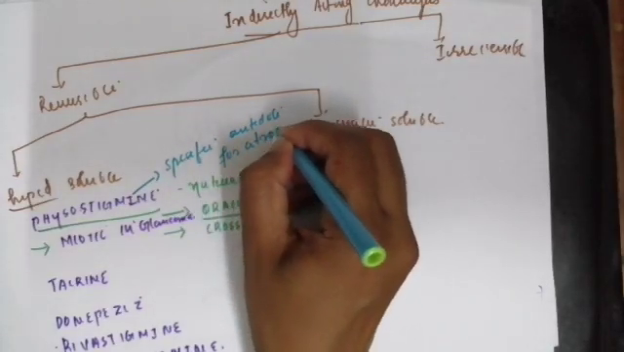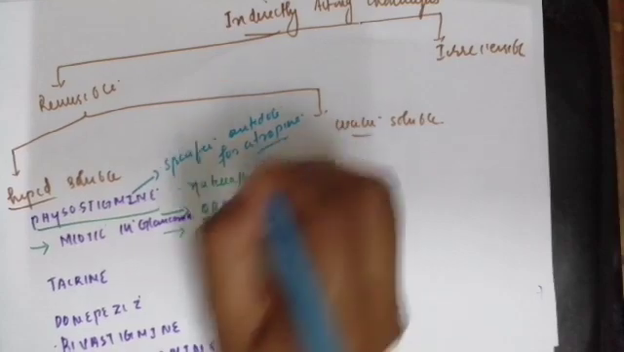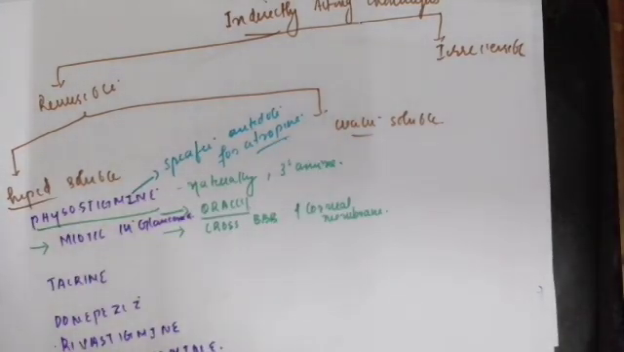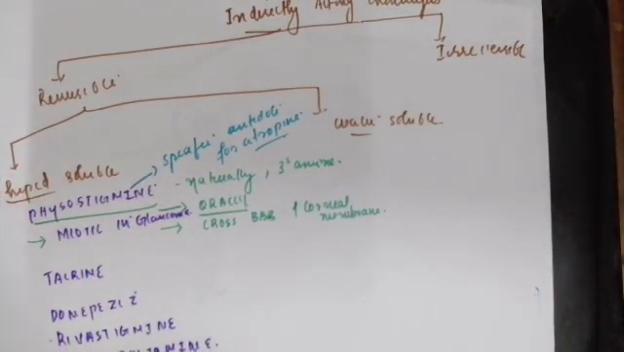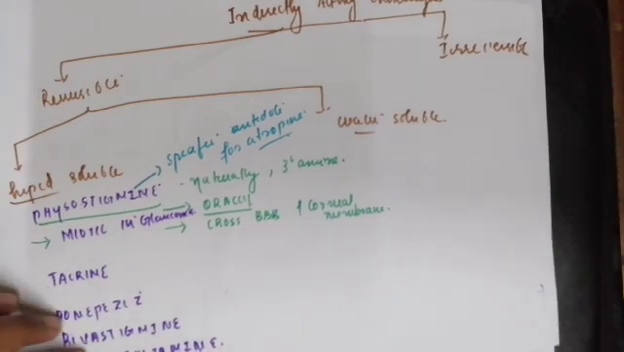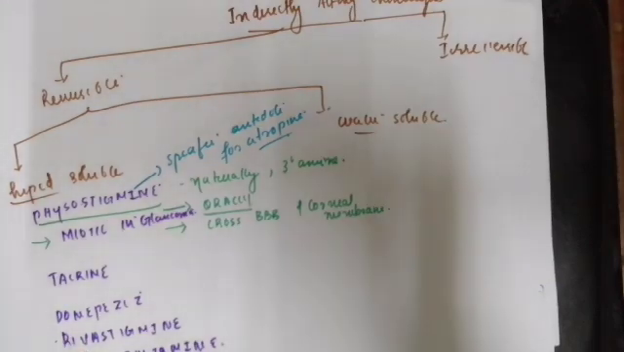So atropine poisoning. Atropine is an anticholinergic. As a specific antidote for atropine poisoning, you can use physostigmine. So that is about physostigmine. Now all the other drugs, that is tacrine, donepezil, rivastigmine, galantamine.